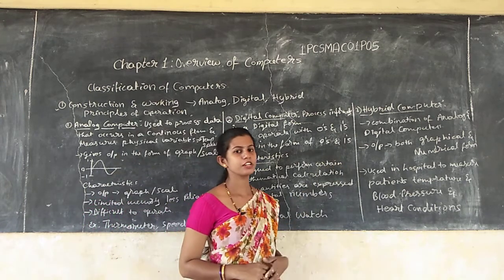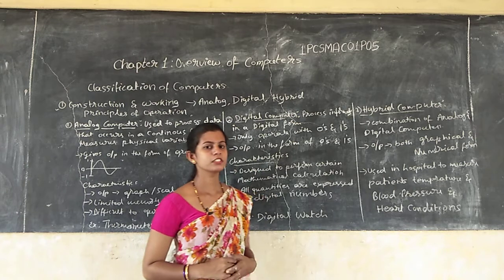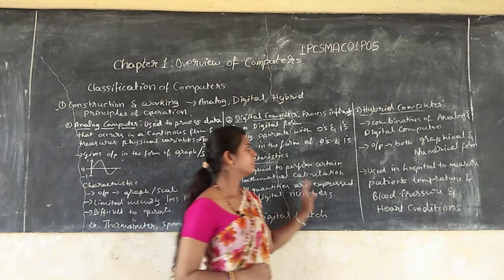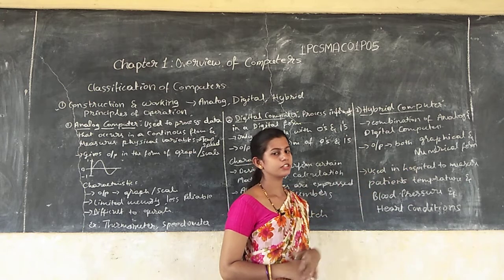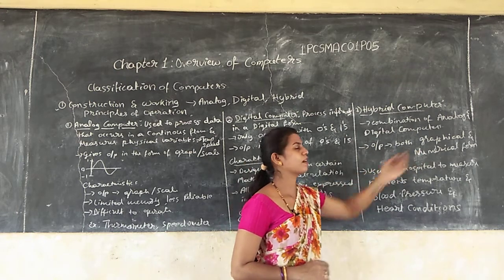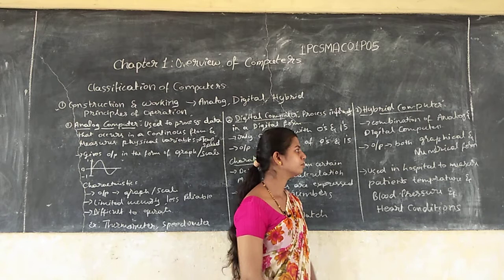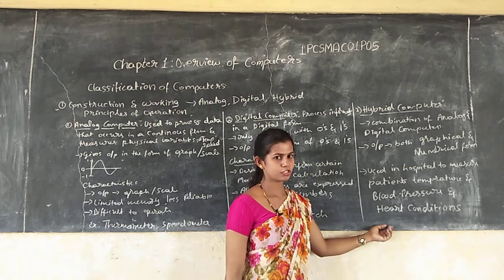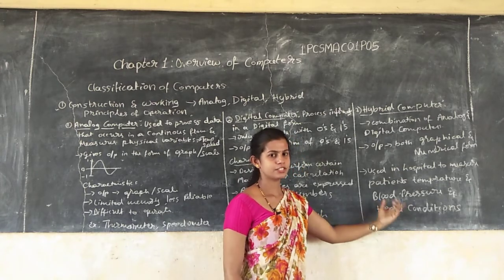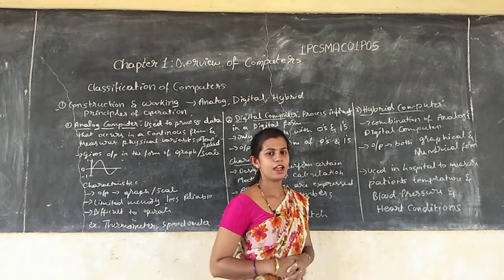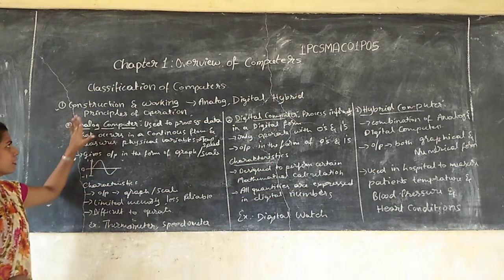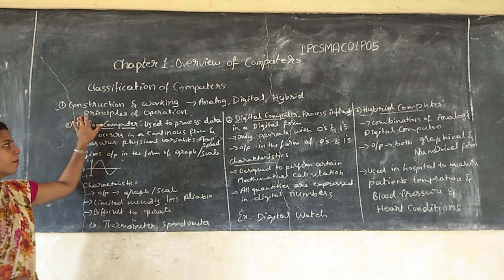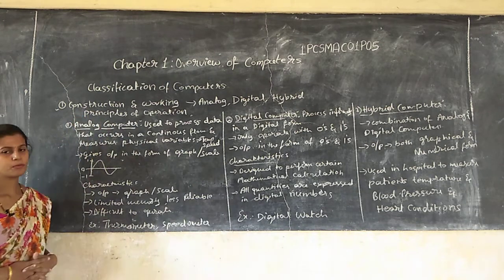And a hybrid computer is a combination of both the analog computer and the digital computer, so it gives the output in both graphical and numerical form. It is used in hospitals to check the patient's temperature, blood pressure and heart condition. And this is about the classification of computers based on operation.